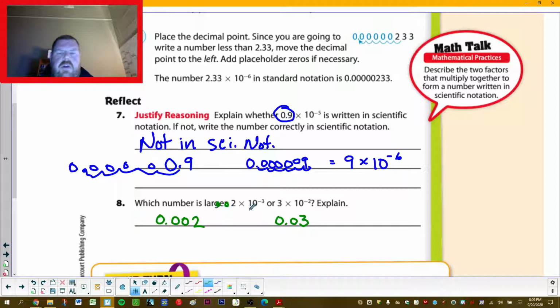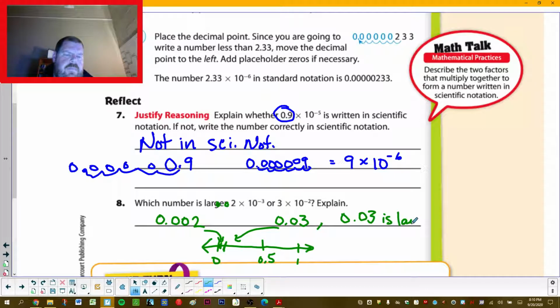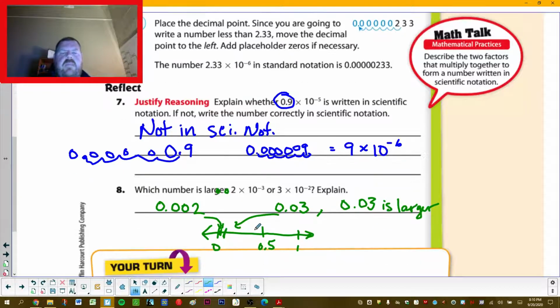So what does that do for me? Which one's bigger? If you had a number line here, which one would be farther to the right? It's kind of the best way to answer this question. 0 is there, 1 is there. This is like 3 pennies. This is like a fifth of a penny, right? If 0.5 is here, my scale could be whatever it needs to be. But if 0.5 is there, 0.03 is like way down here. And then 0.002 is really close to zero, all right? So 0.03 is larger. And I would say the number line kind of explains that, okay?